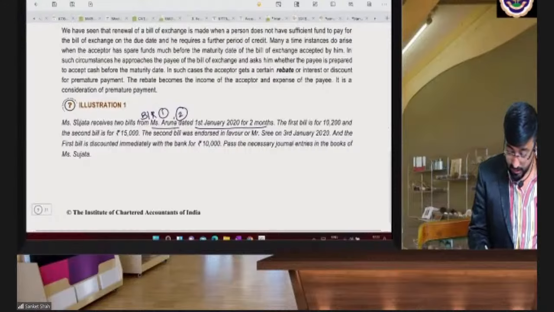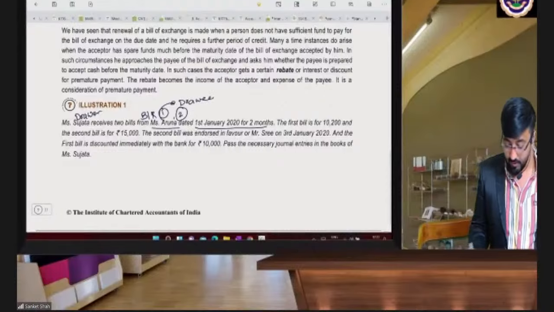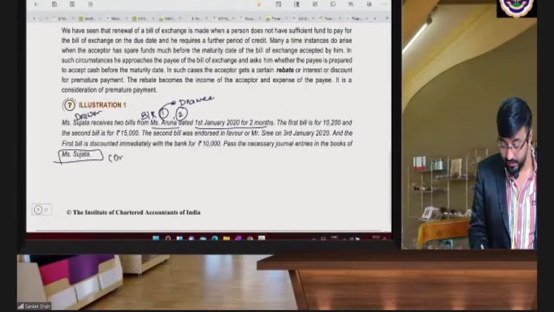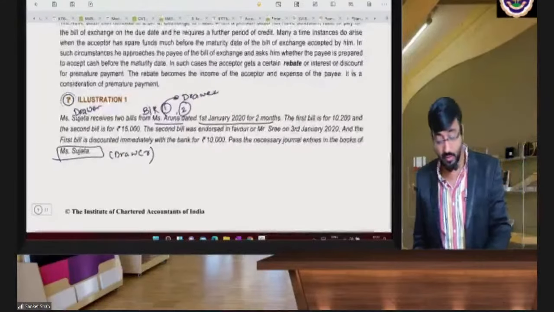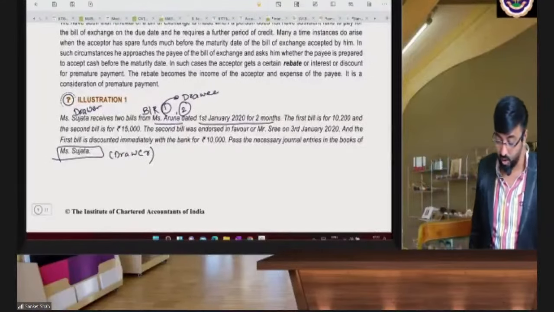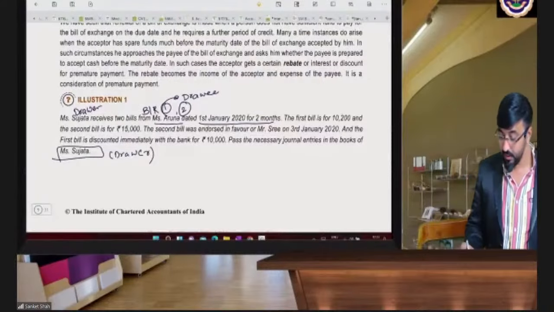Sujata receives two bills, so she is the drawer and Aruna is the drawee. And we have to find out the entries in the books of the drawer. So you can note down all these things on the question itself. The second bill was endorsed in favor of Sri.